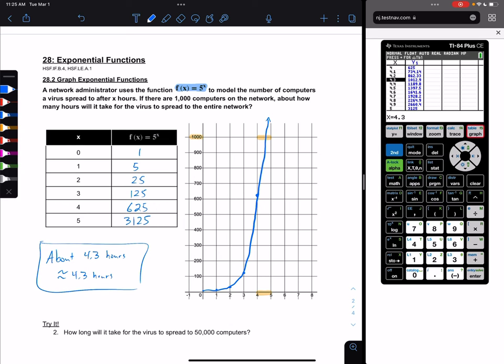If you looked at the try it, they're asking you how long will it take for the virus to spread to 50,000 computers. What you should do is scroll down until you have a y value of 50,000. So you keep going, and that looks like it would be somewhere between 6.7 and 6.8 hours. Okay, so in this area here. But that's it for that one. Hopefully that makes sense.